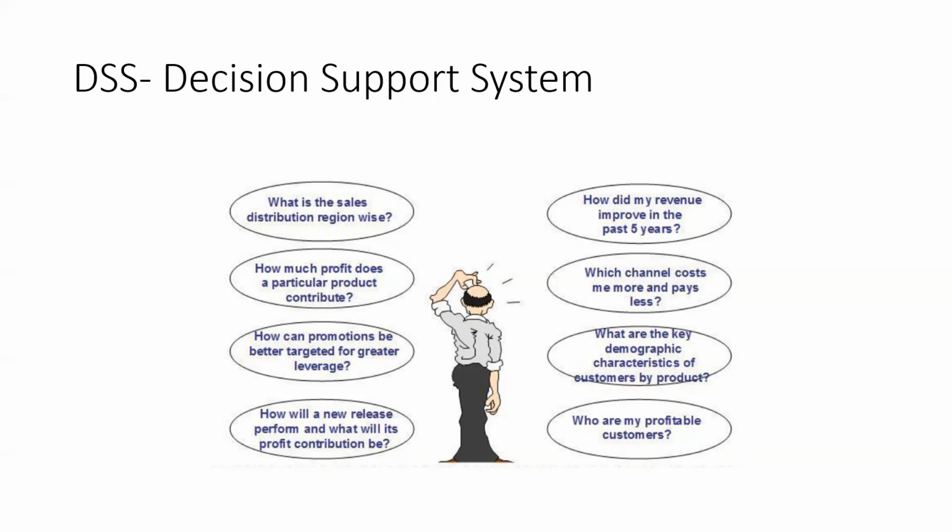Okay. So they can take easy decisions based on sales. What is the sales distribution region-wise? How much profit does a particular product contribute? They can check this kind of question and make easy decisions. How did my revenue improve in the last 5 years? Which channel costs us more, and which costs less? We can check which channel's costing is getting more and less, and based on that we can choose the efficient way for channeling. So those kinds of questions may arise for the decision support system.